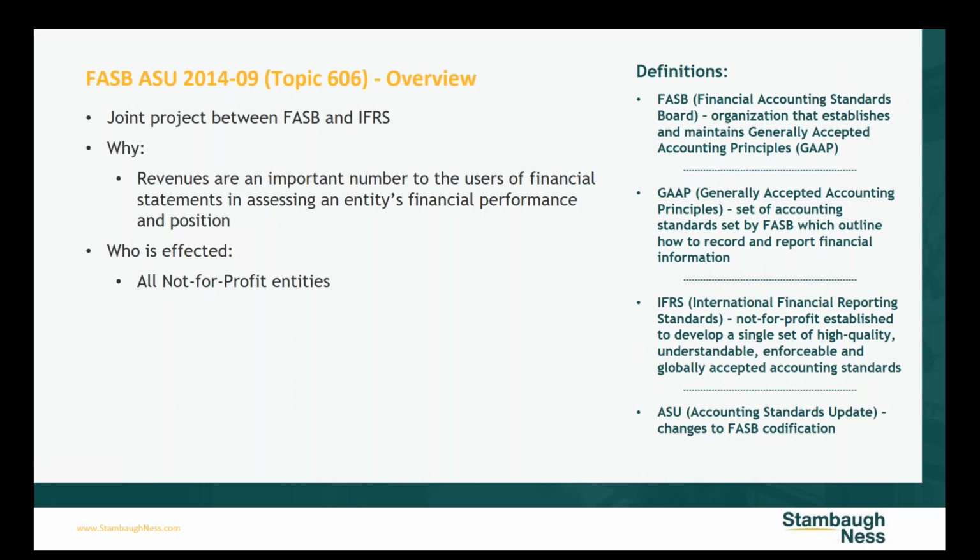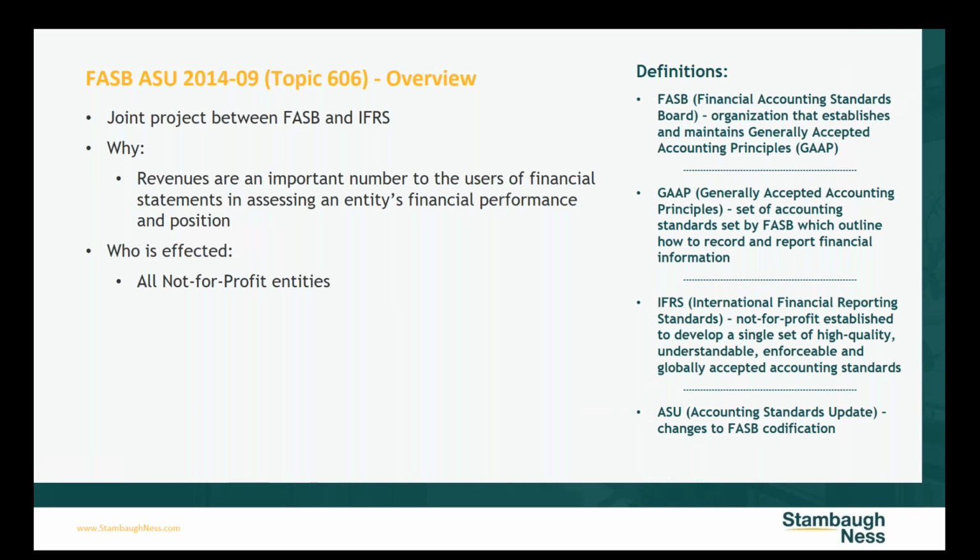The overview of this standard is really a joint project between FASB, the Financial Accounting Standards Board, which is our U.S. agency that comes up with our accounting principles, and IFRS, the International Financial Reporting Standards. The reason these two bodies came together is they said, hey, revenues are an important number to the users of financial statements. And really that's how a lot of times users are assessing the financial performance and position of an organization.